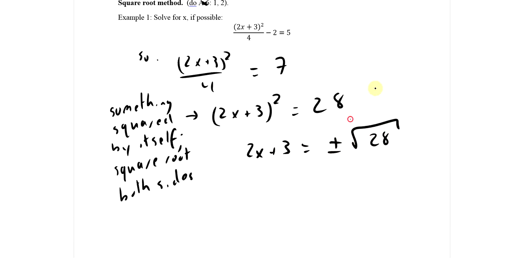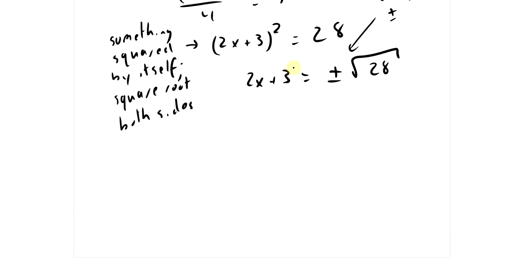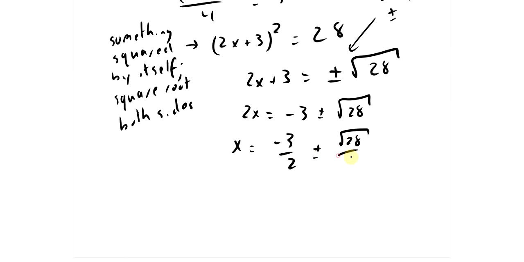Remember, there's always two options for a square root, right? There's always a plus or minus. So the square root of 9, for example, is either 3, 3 times 3 is 9, or minus 3, because minus 3 times minus 3 is also 9. Great. And now we have an equation that we can solve for x. 2x equals minus 3 plus or minus the square root of 28. X equals minus 3 over 2 plus or minus the square root of 28 over 2.